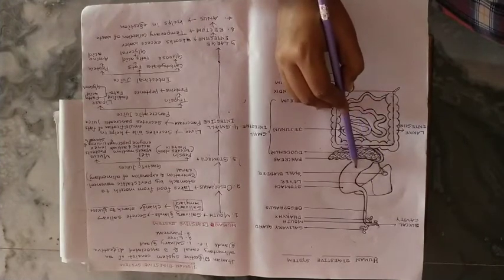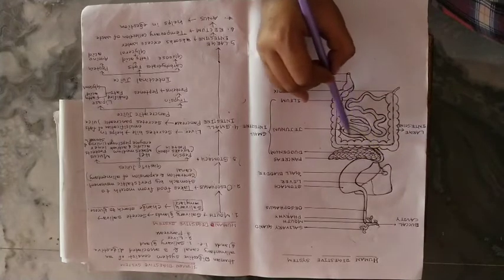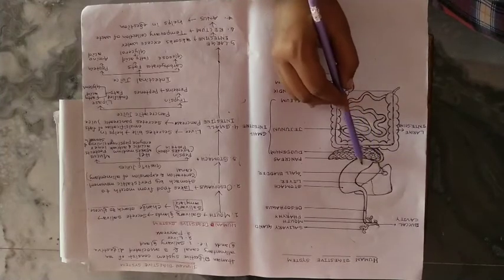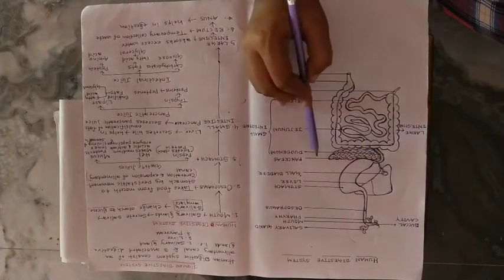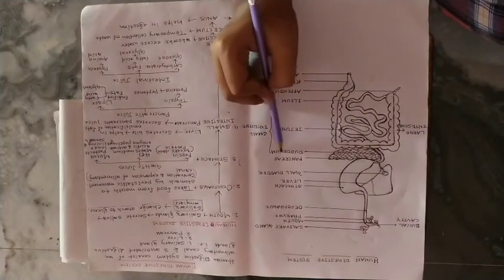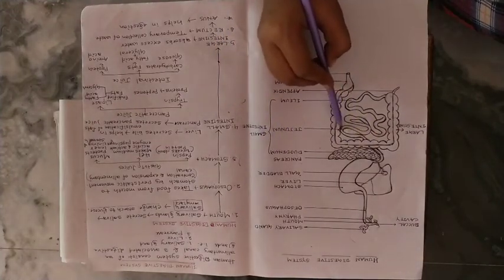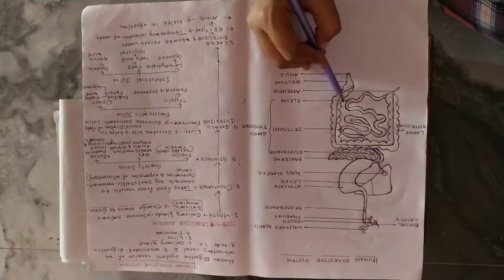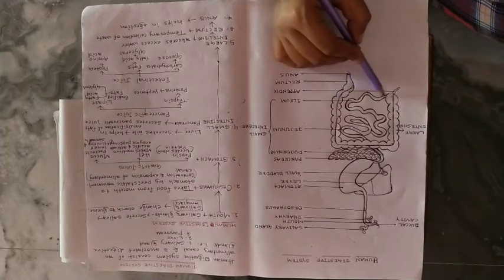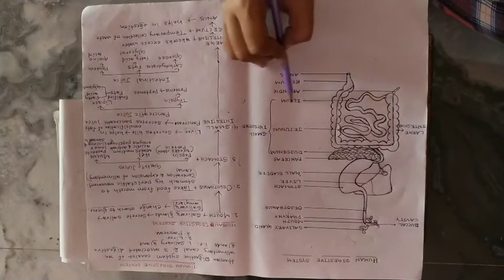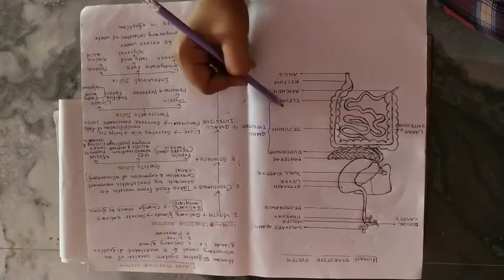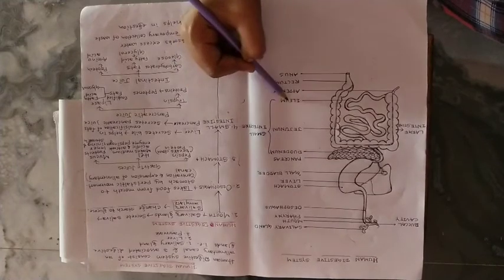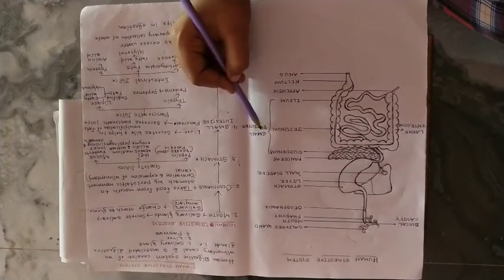Then stomach leads into the small intestine. The part of the small intestine which is connected with the stomach is the duodenum. This part is duodenum. Then the next part of the small intestine nearer to the duodenum is the jejunum, and the part of the small intestine which enters into the large intestine is the ileum. Thus, the small intestine is divided into three parts: duodenum, jejunum, ileum.